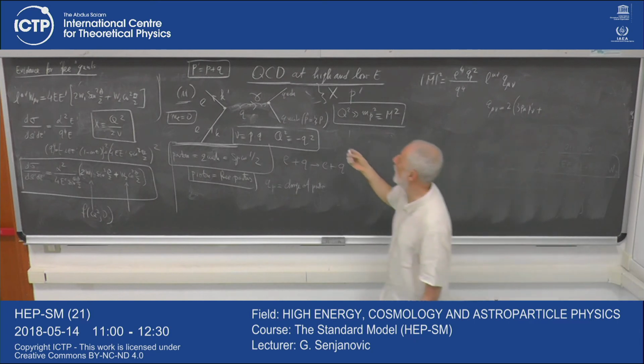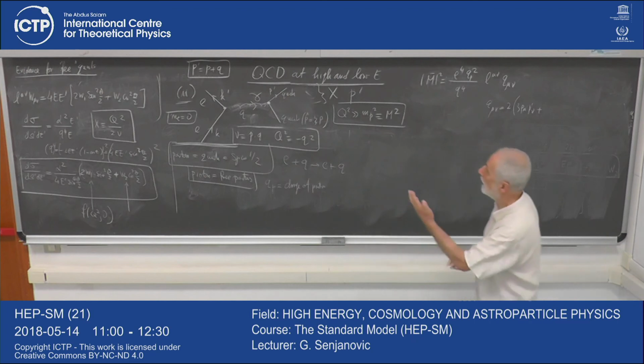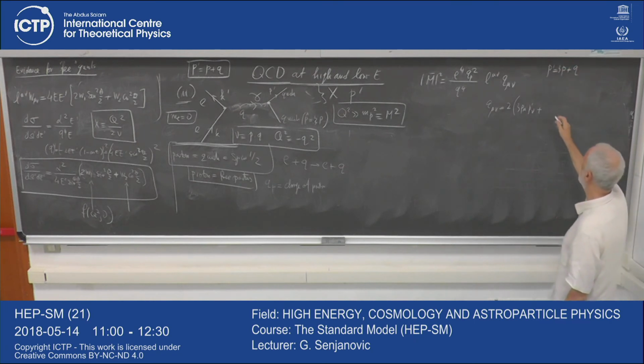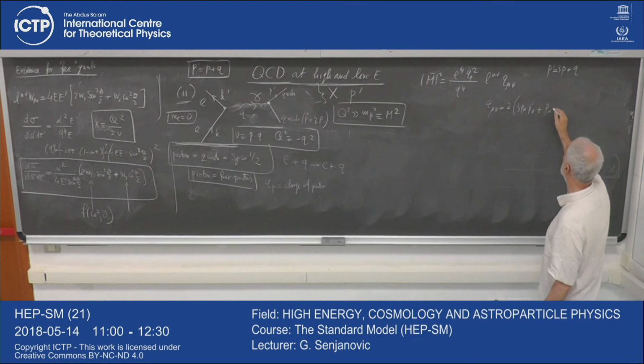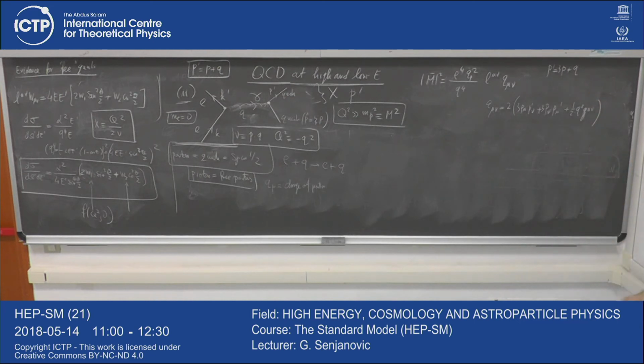I'm not assuming anything about the momentum P prime. I know what it is, and I'm going to use it. It will be useful. It's Cp plus q plus p mu, Cp nu p mu prime, plus 1/2 q squared g mu nu. That product was 1/2 q squared.